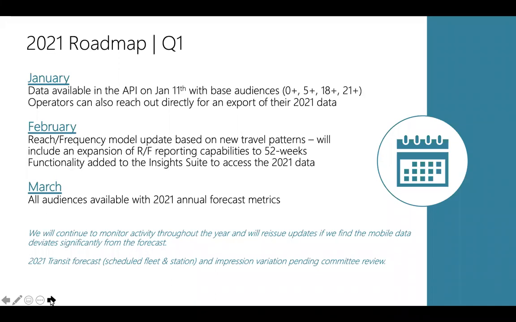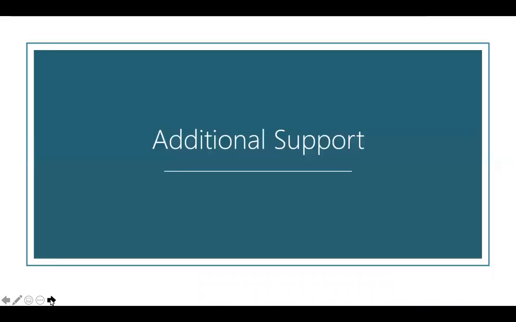And also you may have questions about transit. So 2021 transit forecast, so for scheduled fleet and station media will be, as well as the impression variation will be available, but it's pending committee review at this moment in time. So that's the schedule for Q1. And again, we'll keep you updated through newsletters, et cetera, if anything changes or varies from this current schedule here.